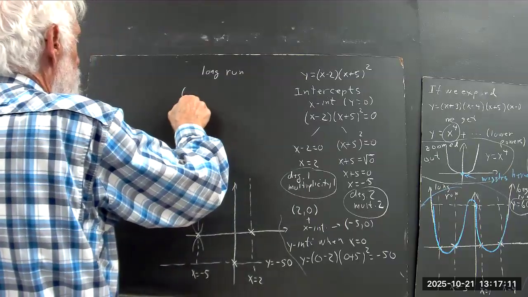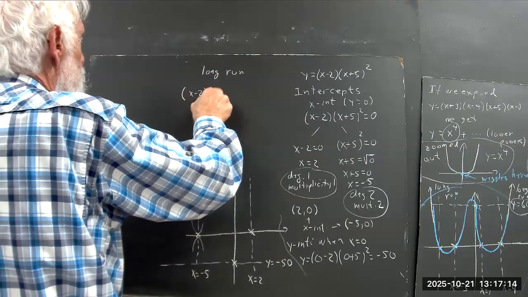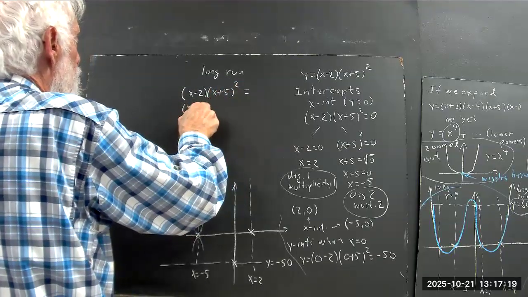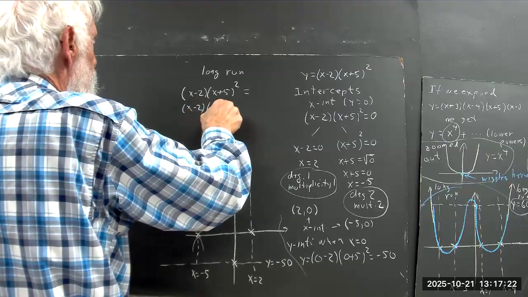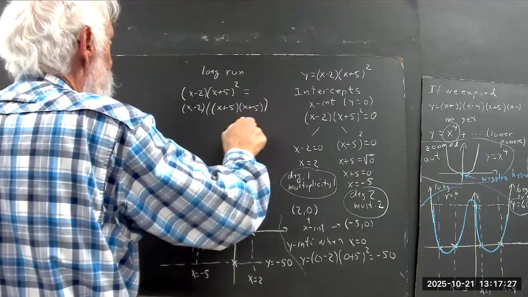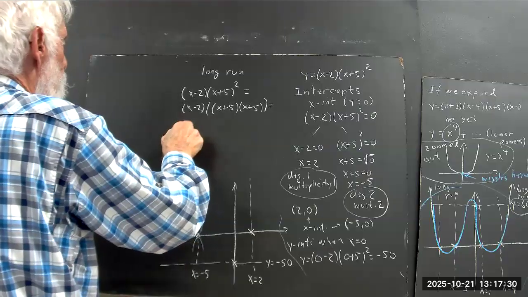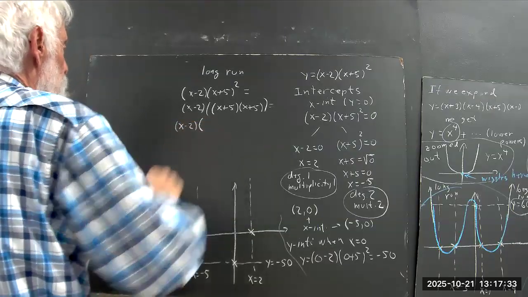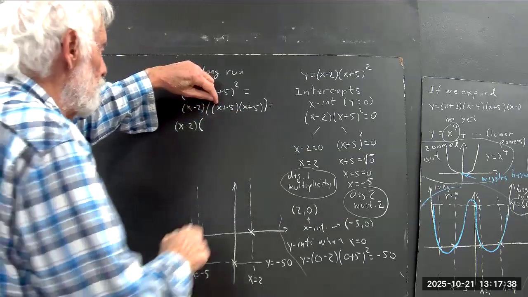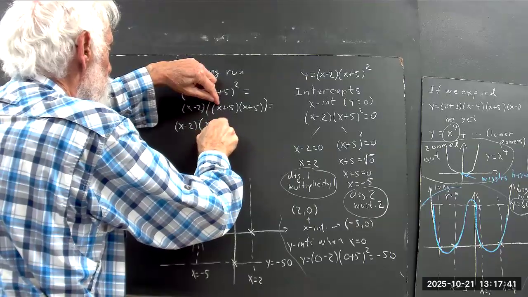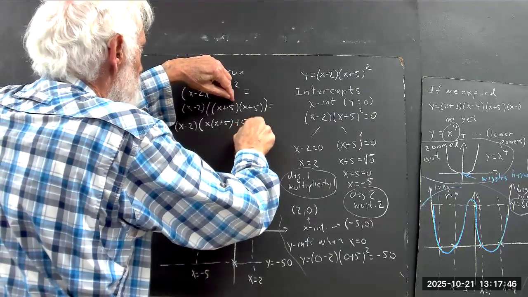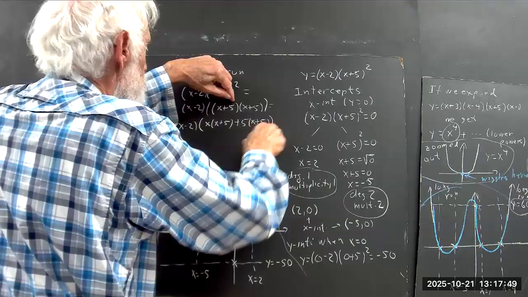Long run, I will expand this. (x − 2)(x + 5)² equals (x − 2)(x + 5)(x + 5), which equals (x − 2) times what? Well, (x + 5)(x + 5) is x(x + 5) plus 5(x + 5). This is just the distributive law.